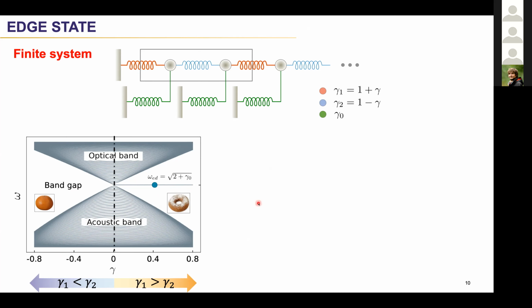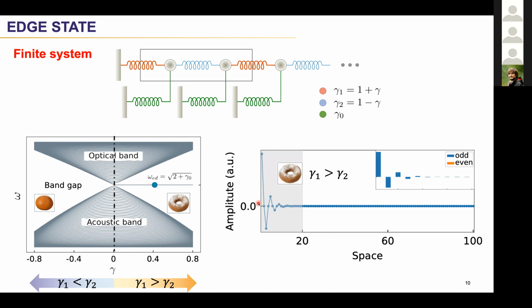We can look at the solution of this particular mode and how it looks. You can see that this mode is localized on the left boundary and exponentially decays in the bulk. By looking closely into the mode here, we can see that every even site has a zero displacement, and that's because of the chiral symmetry of the system.